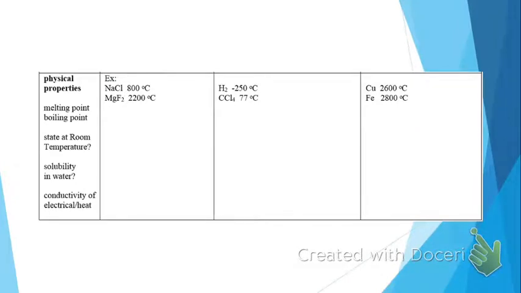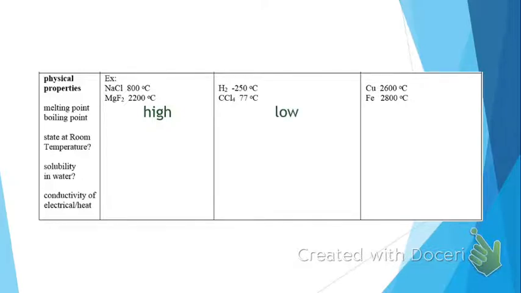So, the properties, the way I could ask you to go into the lab and classify different substances as ionic, covalent, or metallic would be based on these types of properties, like melting point and boiling point. Ionic compounds have really high melting points and boiling points because there's a lot of energy holding them together.